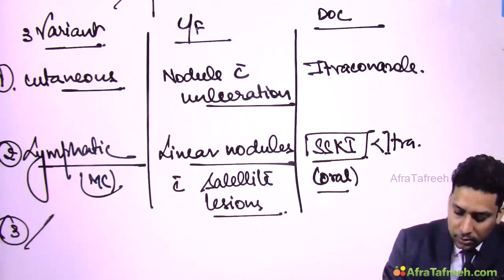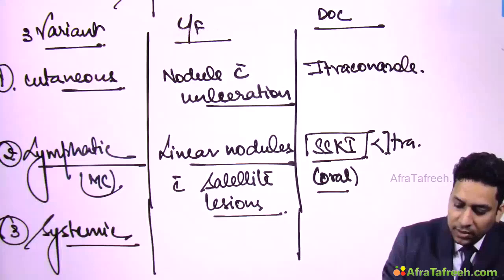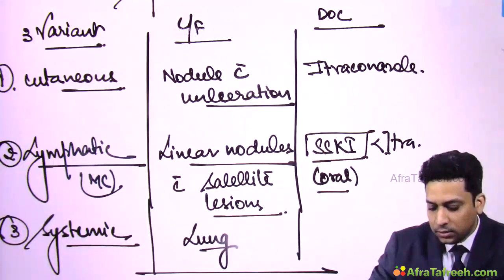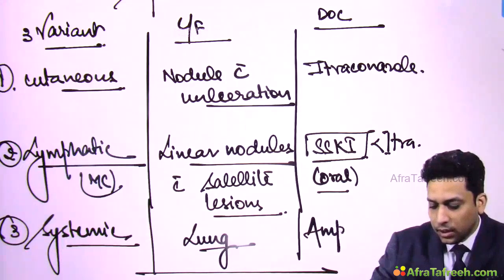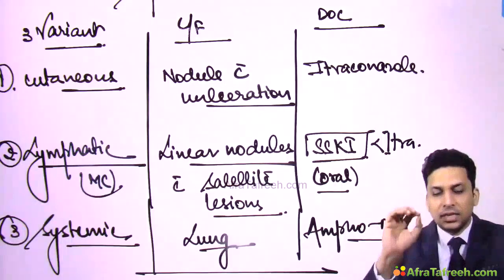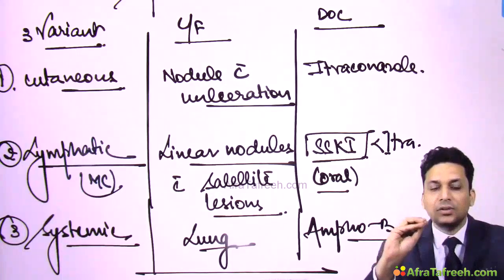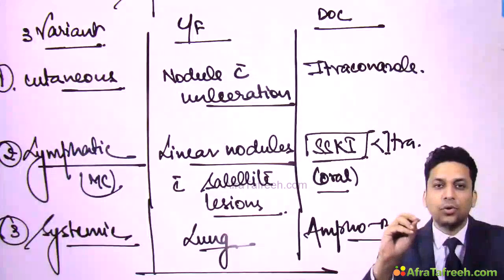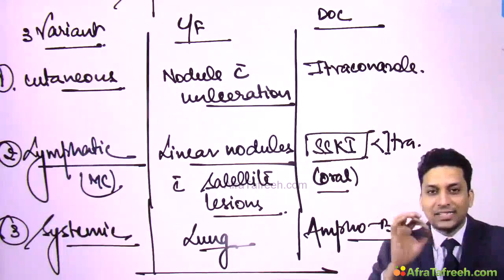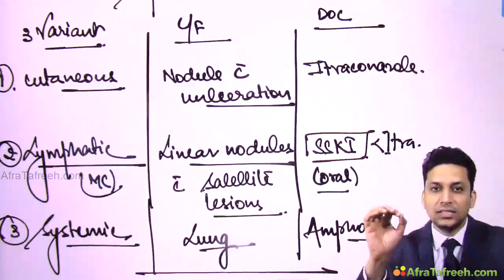Third is the systemic variant. In systemic variant, due to inhalation of this agent, lung involvement might be seen. This is treated with amphotericin B. Let us try to understand this. See, sporotrichosis, you might have read in microbiology also, is also known as rose gardener's disease or rose thorn disease. Why? Because wherever the rose thorn pricks, at that site of inoculation, a nodule is formed. Okay, so this is rose gardener's disease or rose thorn disease.